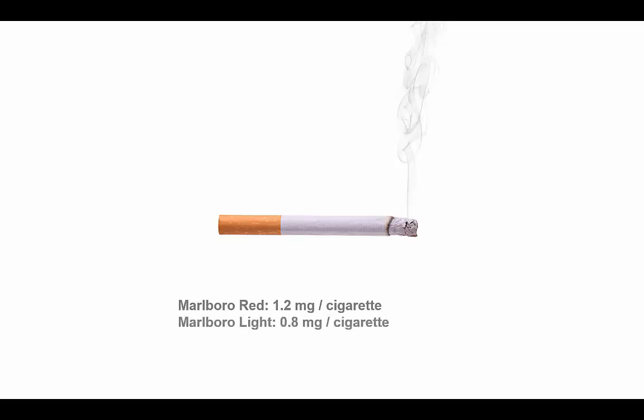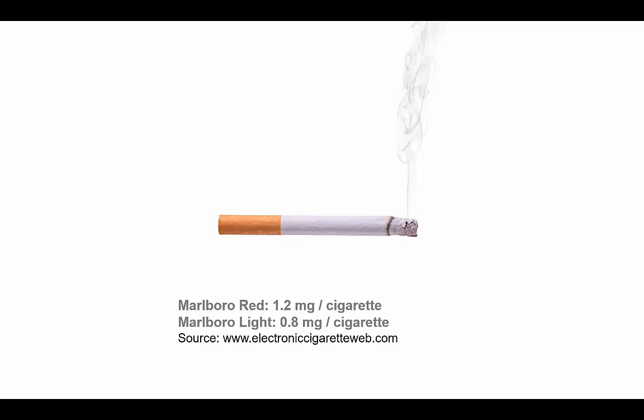Marlboro Light has about half or a little less than half of that, and this is the general content of nicotine. Do you remember how much nicotine's LD50 was? For mouse, it was 200 milligram. When converted to human, it was 200 milligram. Then how many cigarettes can kill one person? One pack was about 20 milligram, so about 10 packs. If you smoke 10 packs in a row, maybe half of you can die.